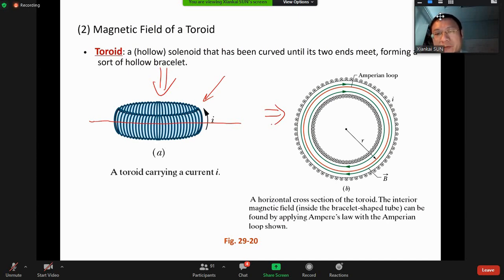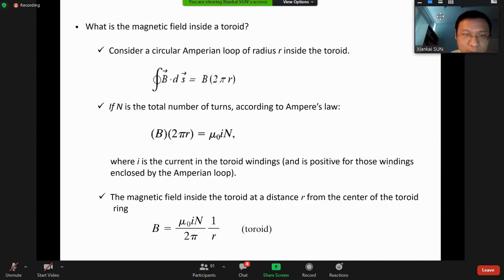The interior magnetic field can be found by applying Ampere's law with the Amperian loop shown here. The red circle is the Amperian loop. It has a radius of small r. Based on the symmetry of this configuration, you can tell that the magnitude of B should be constant along the Amperian loop, right? The magnitude of B should be constant along the Amperian loop.